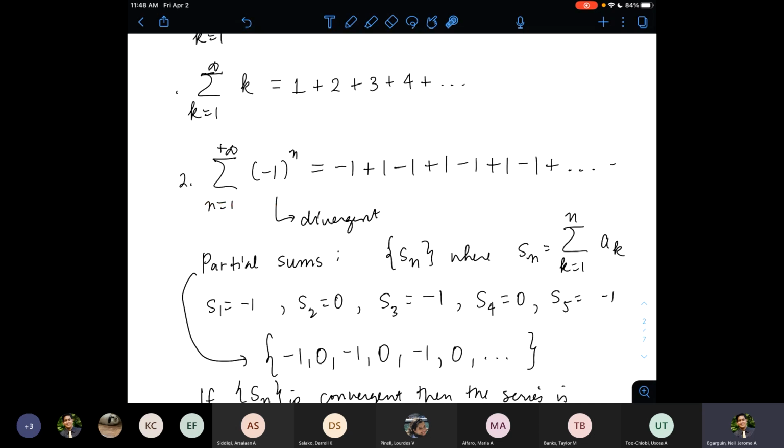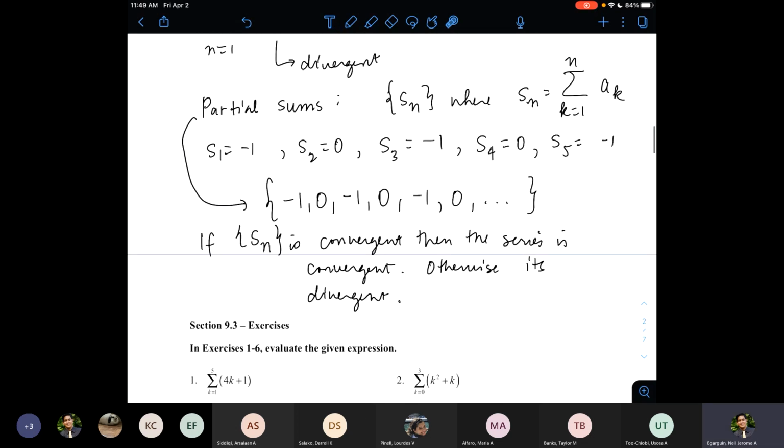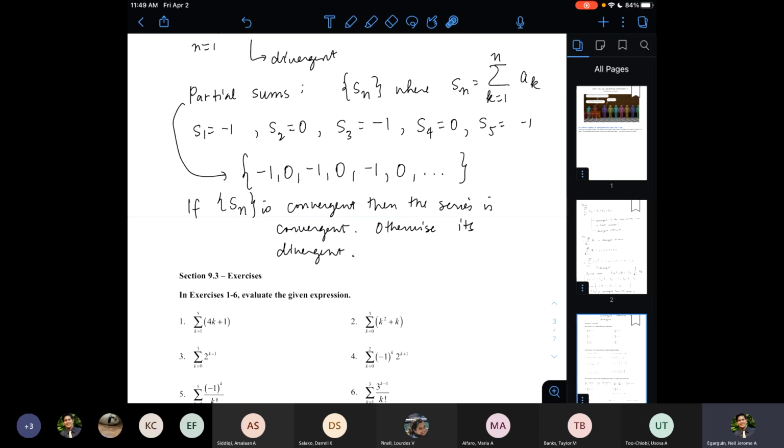All right. Now, there are some series that are convergent. What would be an easy example? Well, let me add a page here. Still have a minute.